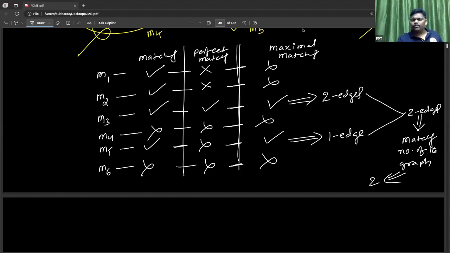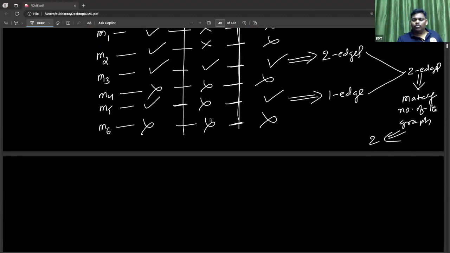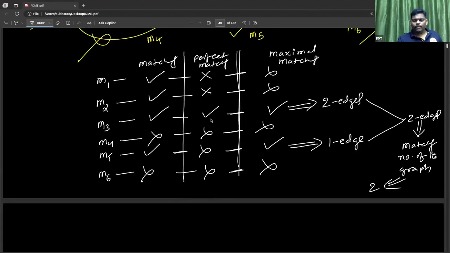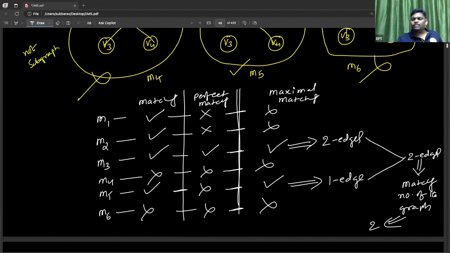Let's see further. Can we move to the next? Just definitions done. Can we go to the next example?